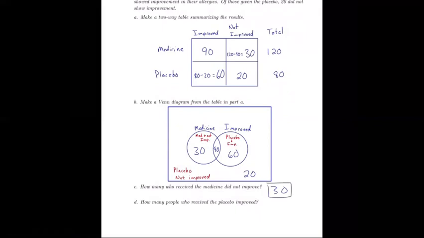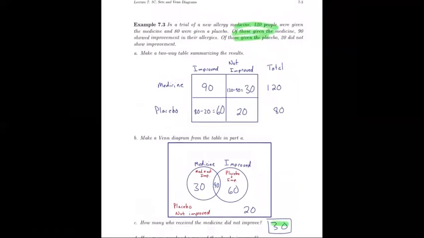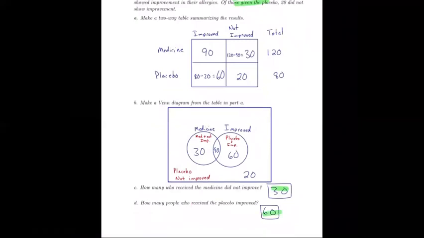How many people who received the placebo improved? That's placebo and improved. That's here or here. So that's 60. And once we're given this information at the top, we didn't know directly what these answers down here were going to be. But once we set up the table or the Venn diagram, we were able to pretty quickly come up with that.